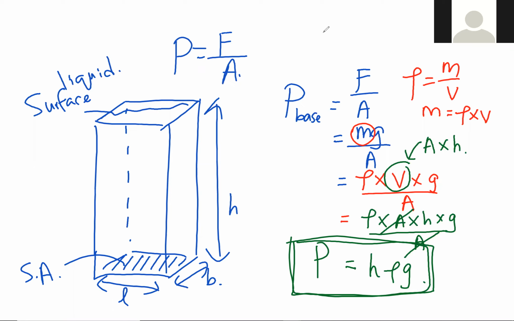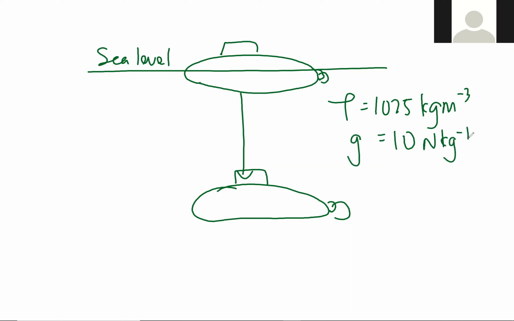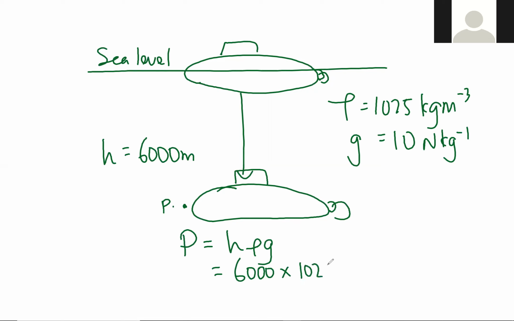Okay, simple calculation here. Sea level and then a submarine. The density of the sea is like 1025 kg per meter cubed. g is 10. If the depth is 6,000 meters, what is the pressure at this point? Straightforward calculation. P equals h rho g. Depth 6,000 times density 1025 times 10 equals 6.15 times 10 to the power of 7 Pascal.